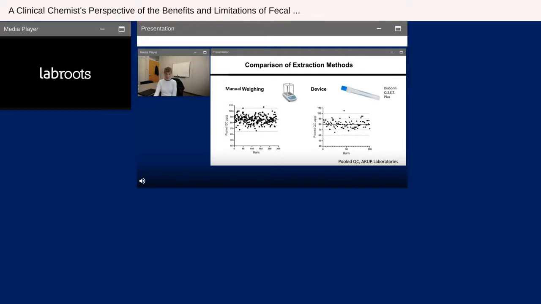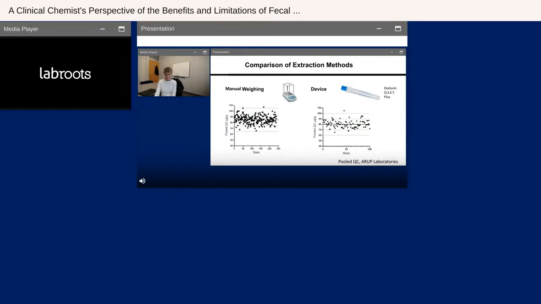I've shown some data from some of our early studies. These are the Levey-Jennings plots for the manual weighing and the device. You can see that both perform very well in ensuring that this testing process is tightly controlled, and both are about the same. As long as the stool is homogeneous, both methods of extraction work really well. It's the more heterogeneous stool samples that we really need to focus on manual weighing for.